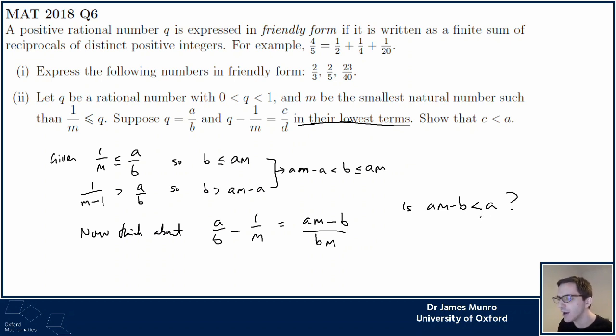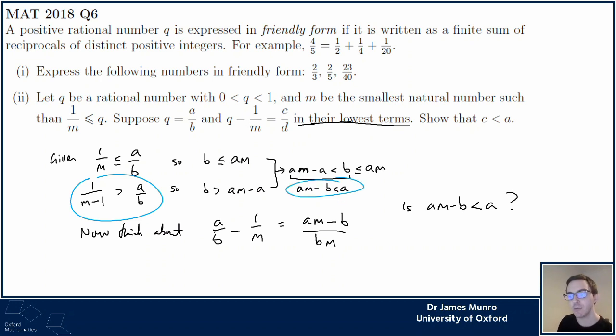Okay, is that true? am minus b. Aha, yeah, so this is a statement involving am, b and a. And if I rearrange it a little bit, it says am minus b is less than a. So yes, am minus b is less than a. Right, okay, summary. We're given, maybe this bit was irrelevant, we're given 1 over (m minus 1) is bigger than a over b. By the way this is set up, m minus 1 would be too small, 1 over (m minus 1) will be too big, bigger than a over b. And you can rearrange that expression to say that am minus b is less than a.